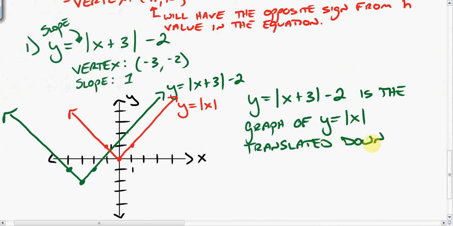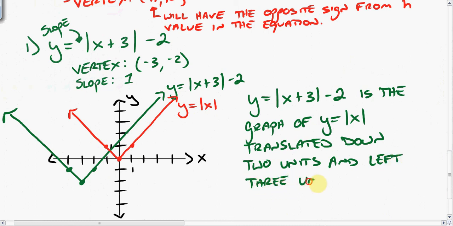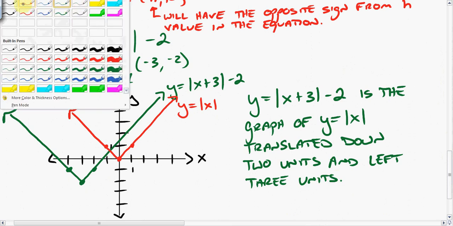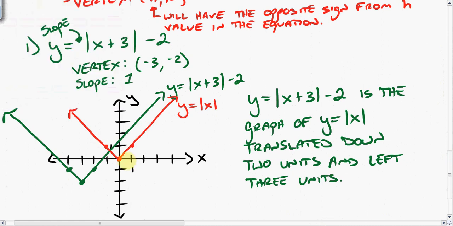down 2 units and left 3 units. How do I know that? Well, you can always use your parent function as your starting point, and take your vertex. Go from one vertex to the next. What happened? I went down 2 units, and I went left 3 units. That's exactly what we stated here.